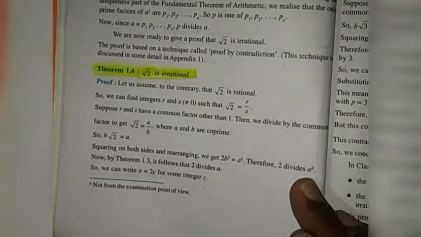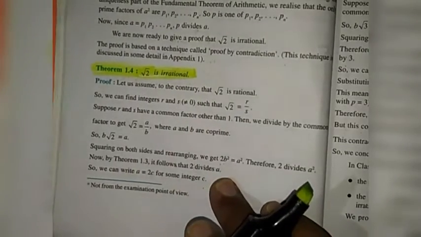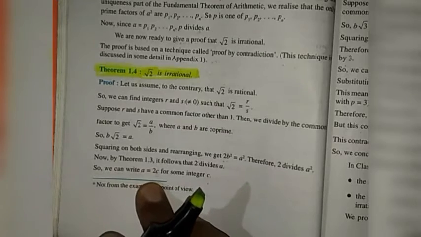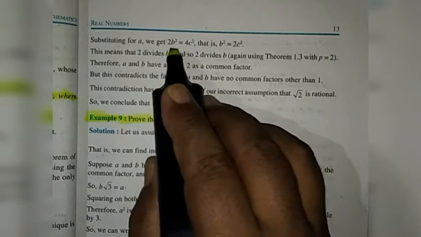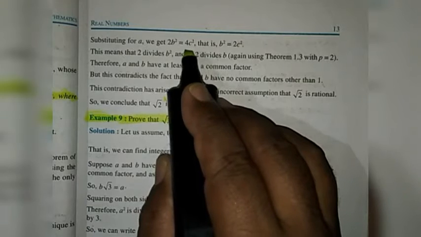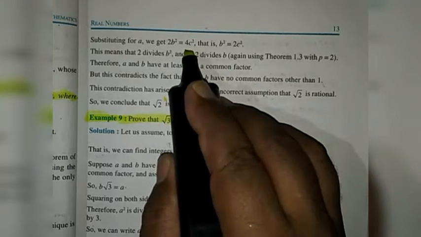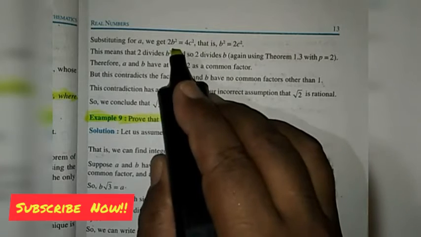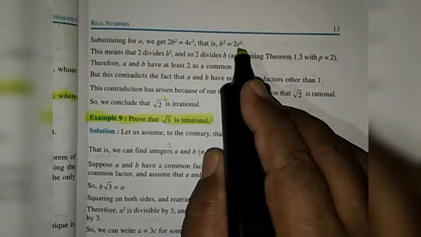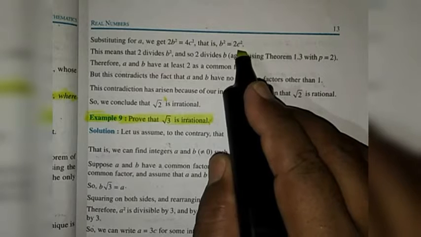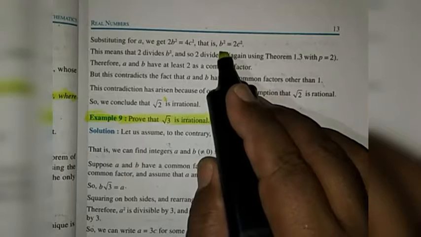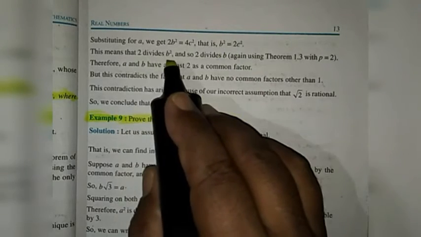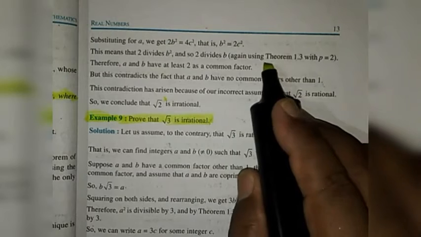If 2 divides a square, then 2 divides a also. So let a be a multiple of 2. It has another factor c, so a equal to 2c. Substituting a equal to 2c in the first equation, we get 2b square equal to (2c) whole square, that is 4c square. On dividing both sides by 2, we get b square equal to 2c square. So here b square is a multiple of 2 and 2 is a factor of b square, means 2 divides b square. So 2 divides b also.